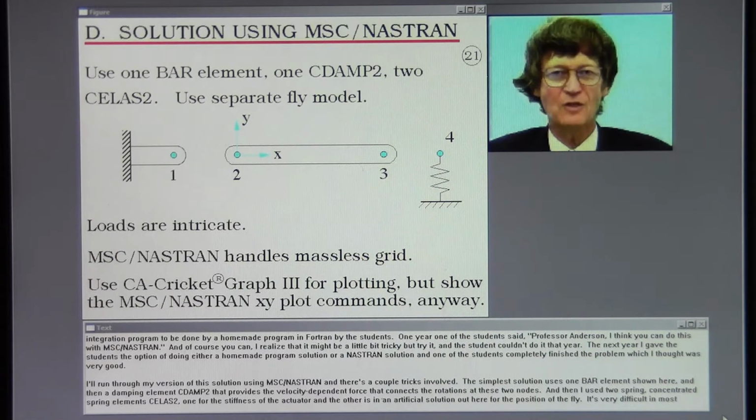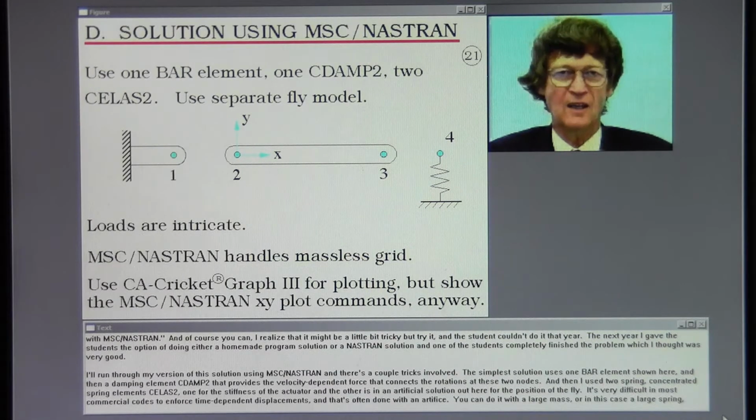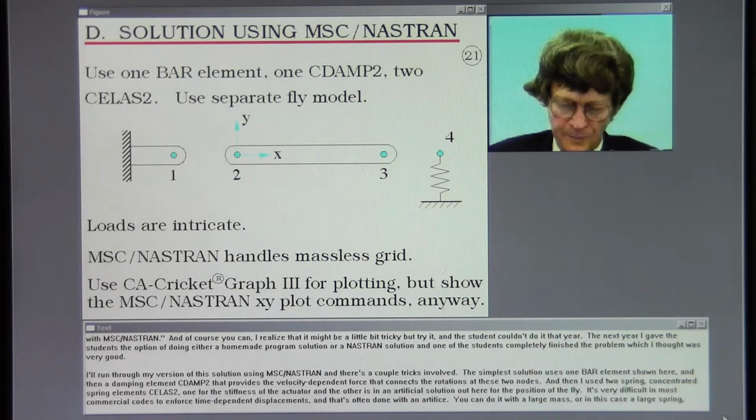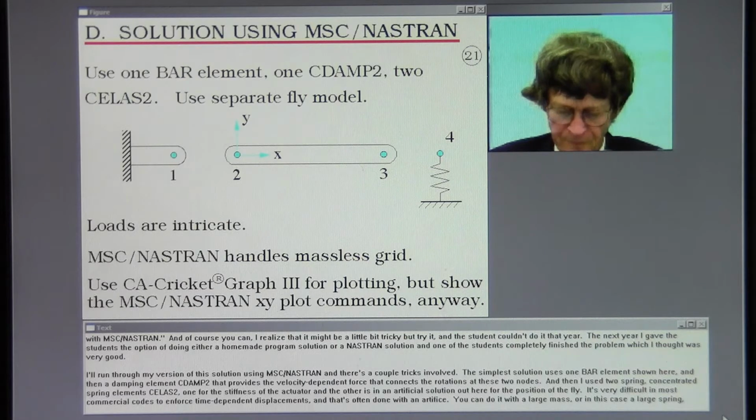The next year I gave the students the option of doing either a homemade program solution or a NASTRAN solution. And one of the students completely finished the problem, which I thought was very good. I'll run through my version of this solution using MSC NASTRAN. And there's a couple tricks involved.